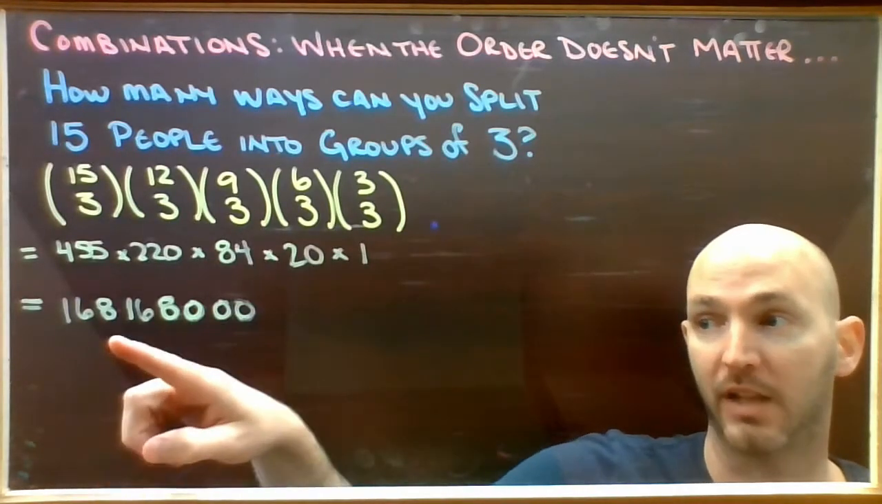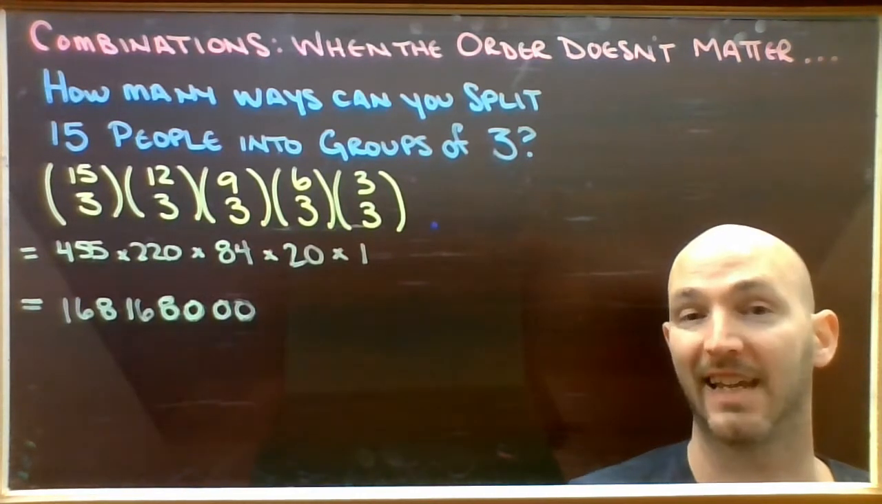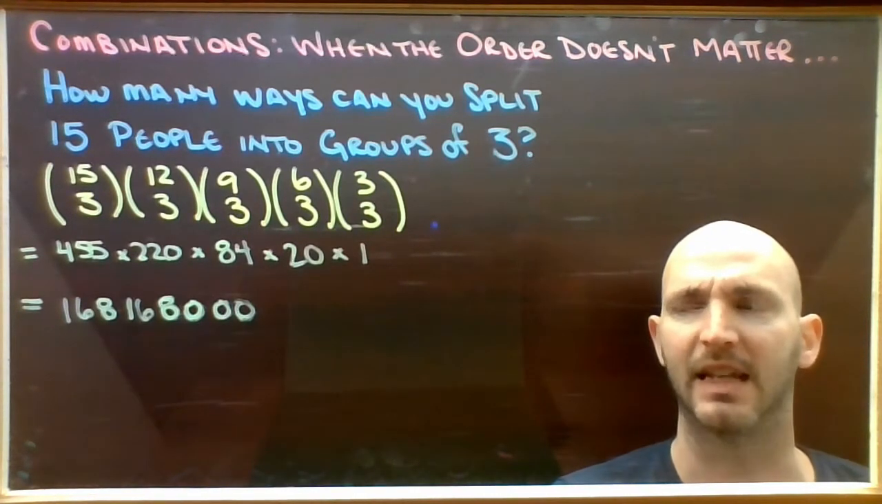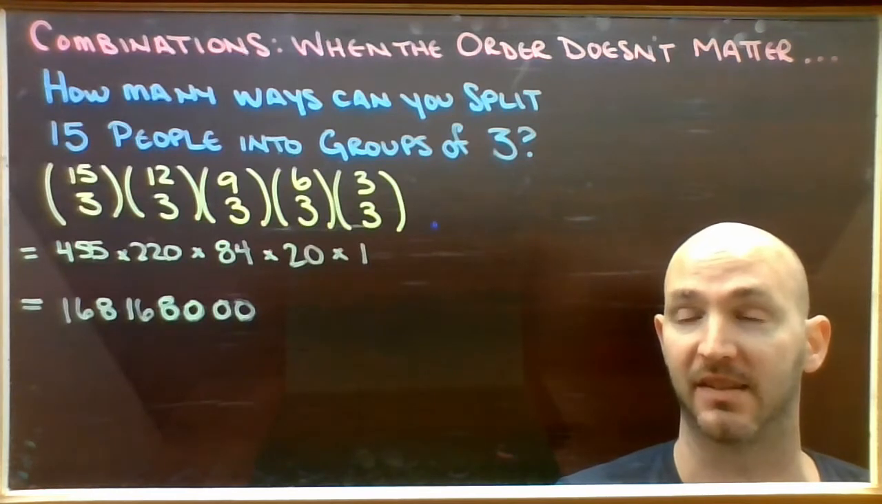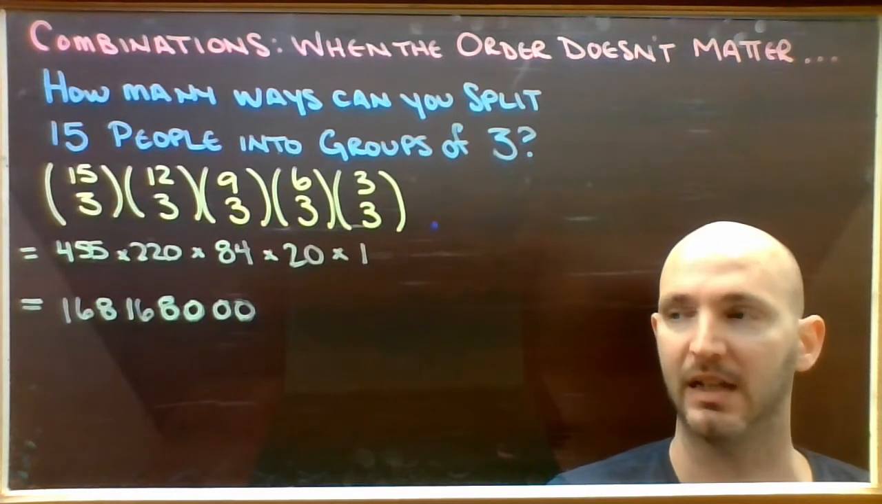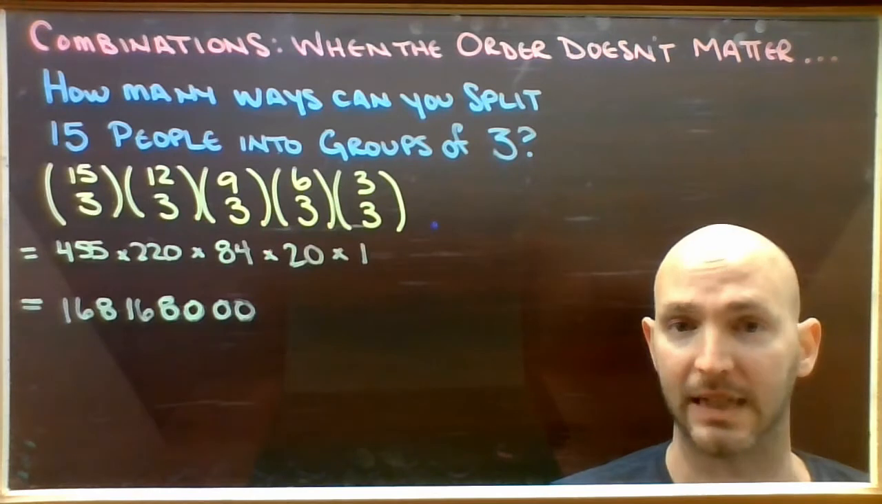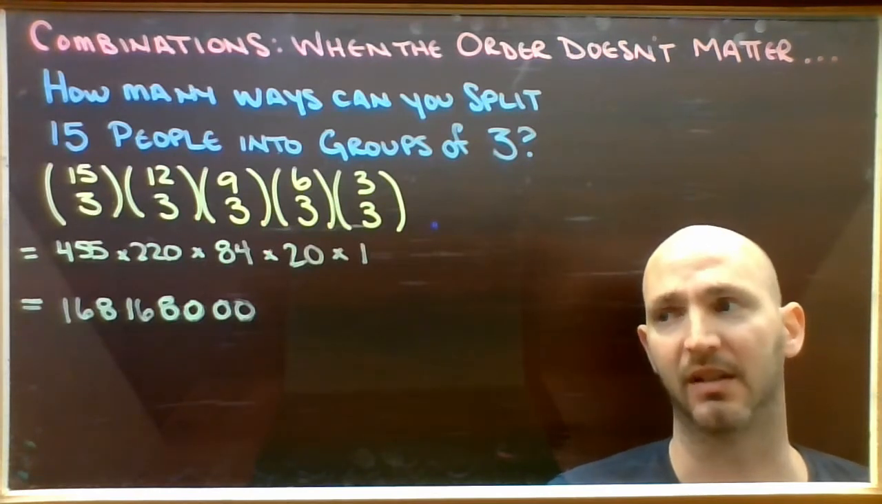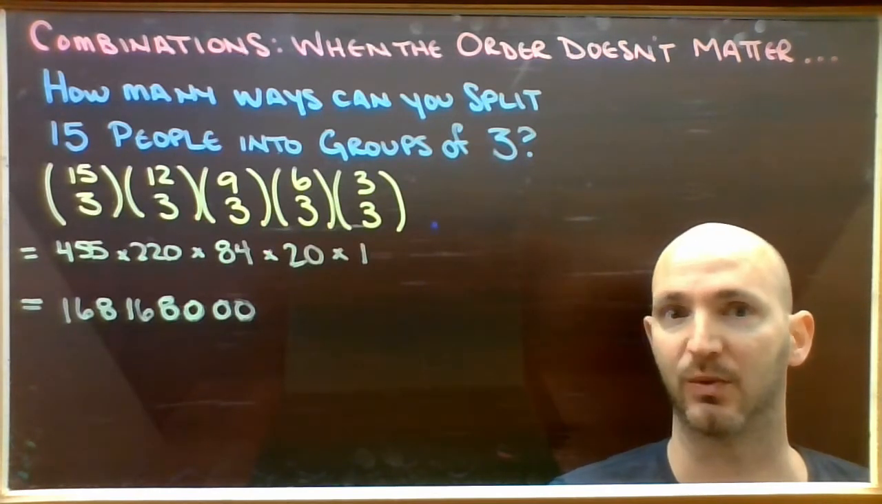So here we have 168,168,000 different ways. Now that's an inconceivably large number of ways to sort 15 people into groups of 3, and it turns out to be too big. There's a little detail that we haven't taken into account.